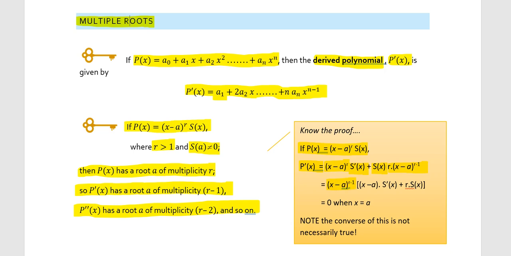Now if we look at this expression, we can take (x minus a) to the r minus 1 outside the brackets, which will leave from the first term (x minus a) s dashed of x, and from the second term r times s of x. Now as soon as we make x equal to a, then this thing out the front is 0. So regardless of what's in the brackets here, that product will equal 0, which means that when x equals a, p dashed of a effectively is 0, which means that we have no remainder, so x equals a is also a root of this particular equation. And we can see that it's a root of multiplicity r minus 1.